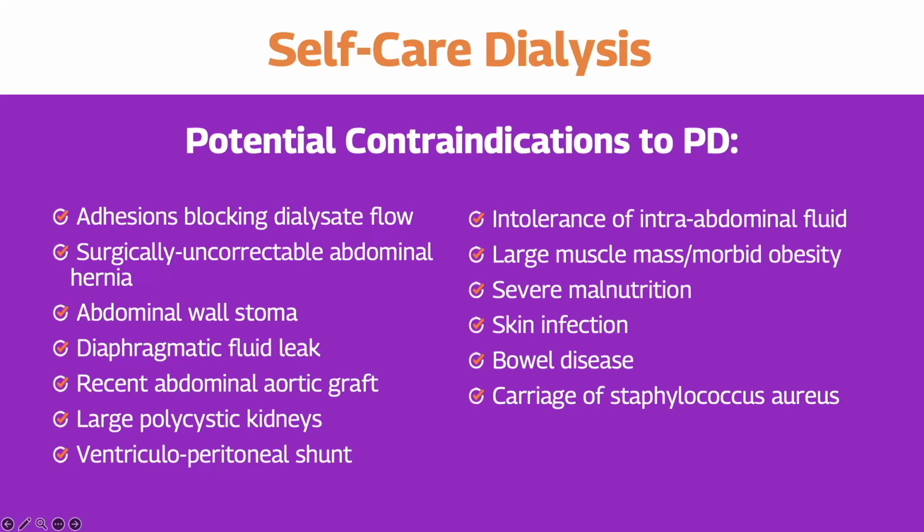Some of the potential complications or contraindications to PD are going to include adhesions, surgically uncorrected abdominal hernia, an abdominal wall stoma, a diaphragmatic fluid leak, recent abdominal aortic graft, large polycystic kidneys, ventriculoperitoneal shunt, intolerance of intra-abdominal fluid, large muscle mass or morbid obesity, severe malnutrition, skin infection, bowel disease, and carriage also of Staph aureus.